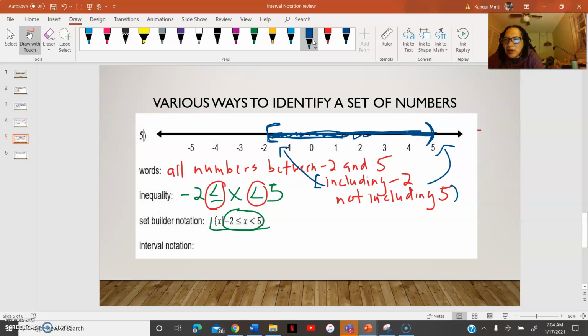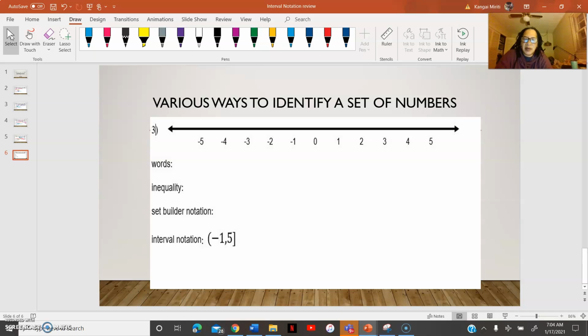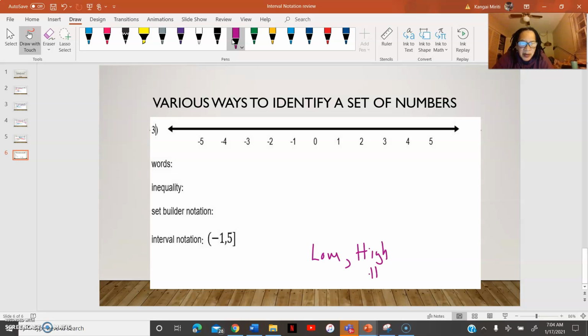All right, almost at interval notation. Let's look at our next example. In the next example, I give you interval notation. So let's talk a little bit about interval notation and how it's set up. In interval notation, you have your lowest number in your set that you write first. There's a comma between, and you have your high number.